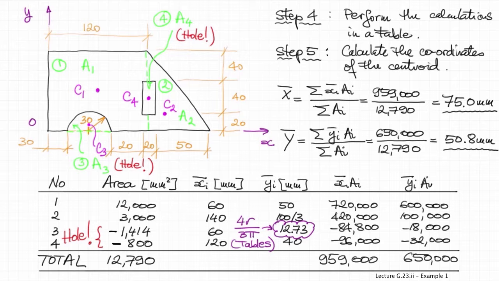Now, in the end, all we have to do is represent the location of the centroid on the diagram. It will be roughly here, CG, the centroid of the composite plate, 75 millimeters to the right from the y-axis, and 50.8 millimeters roughly in the middle, just above the middle, measured upwards from the x-axis.